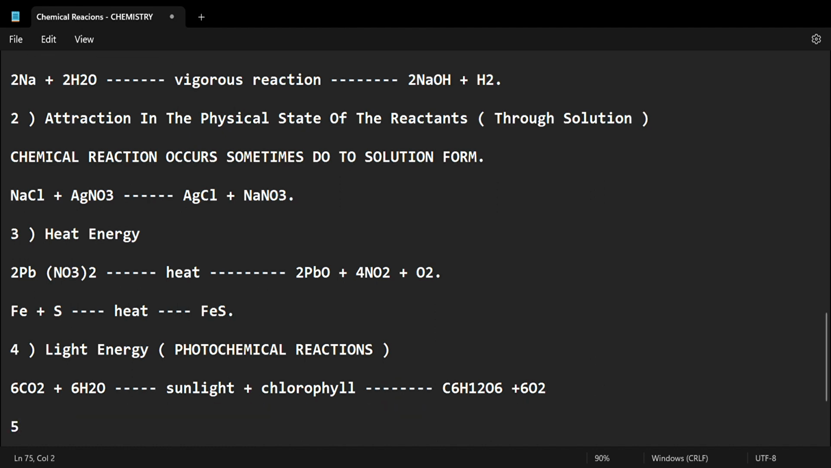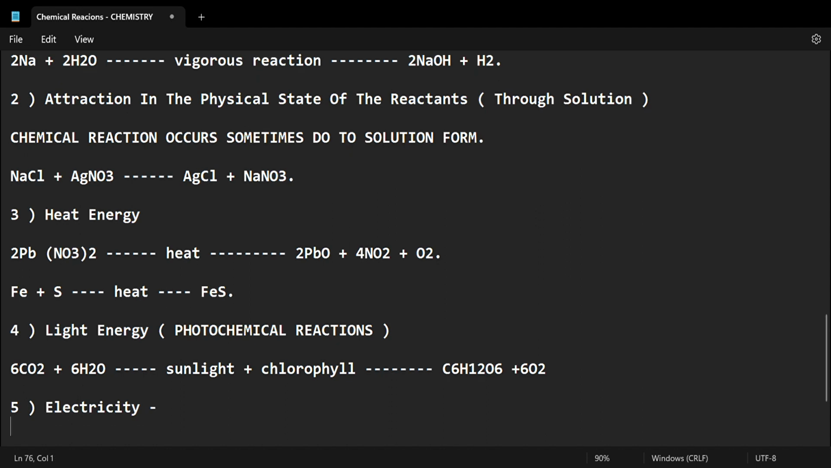Now the fifth one, there are 7 of them. The fifth one is electricity. Some chemical reactions occur only when electricity is passed through the reactants. We haven't learned this in 7th. Also pressure we have not learned. We have learned catalysts, right? Such reactions are called electrochemical reactions.